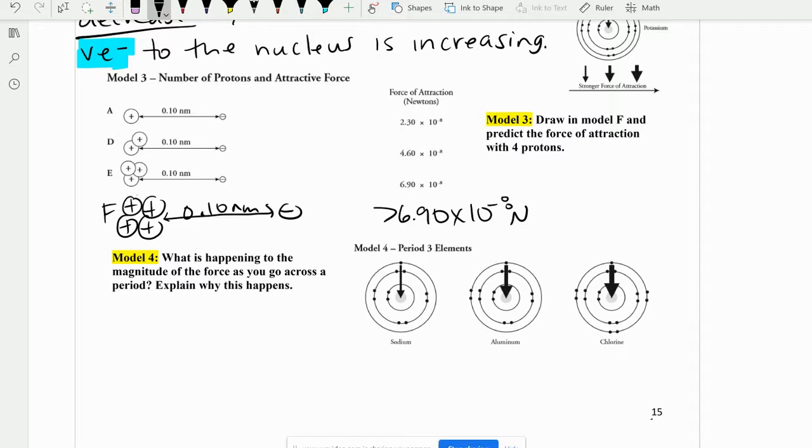So I went ahead and drew in the model. Obviously, we're keeping distance constant here. So what we changed was Q. We changed the size or the number, the quantity of charges. Expect that the force of attraction between these charged particles would be greater than 6.9 times 10 to the negative 8 newtons.